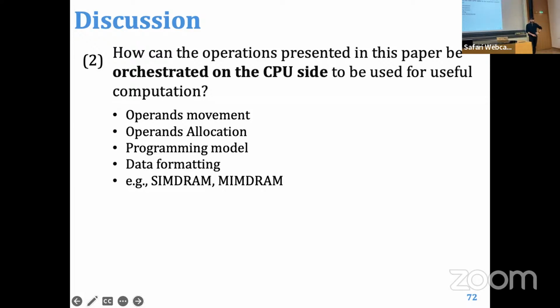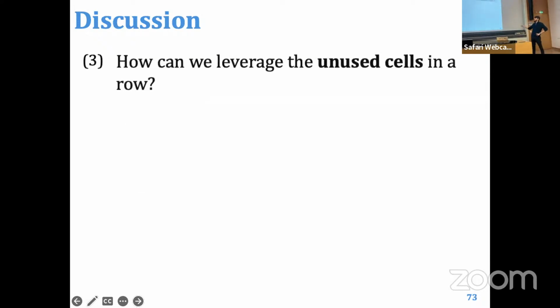Anything else? Okay, so the next point is, how can we leverage the unused cells? We talked about it. How could the unused cells, the half of the cells in the row, be leveraged? Any ideas?